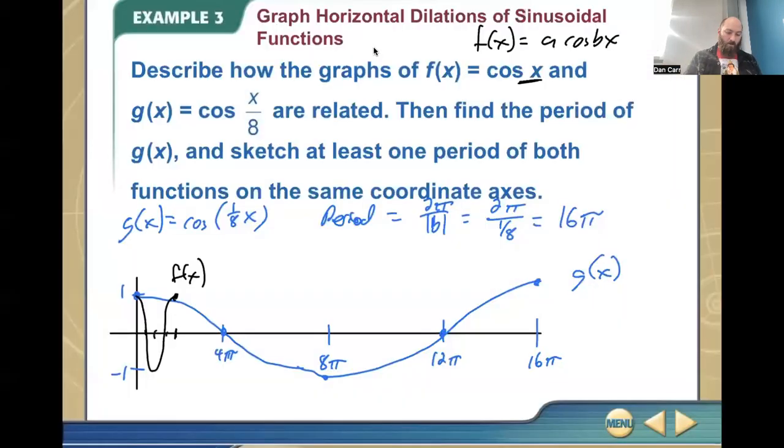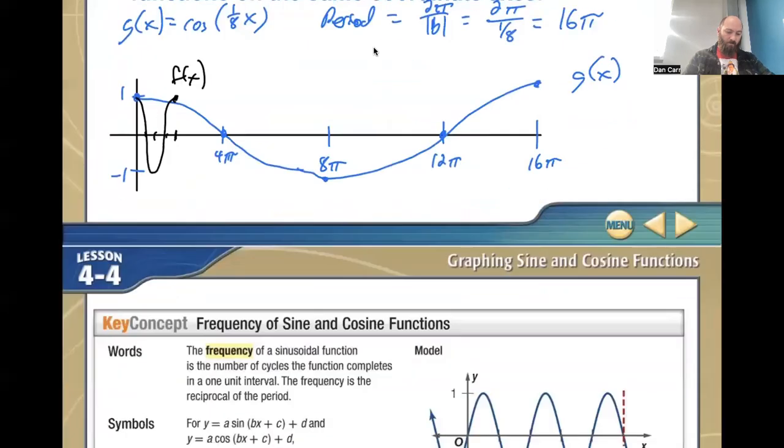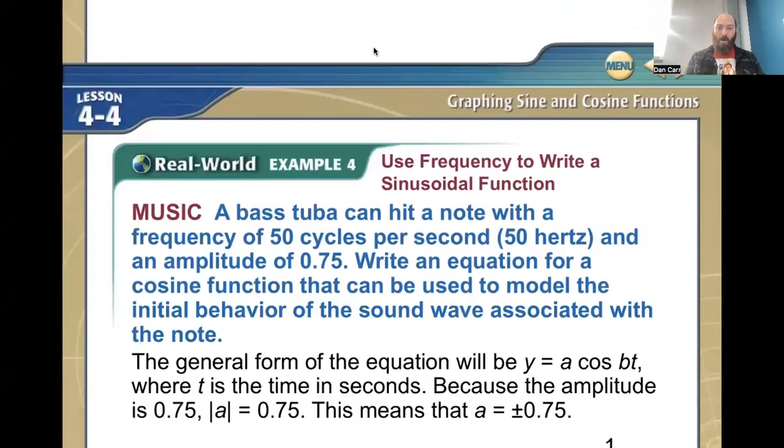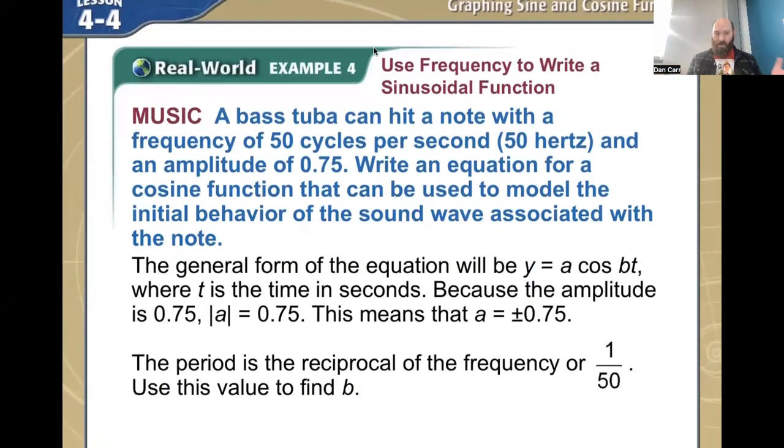Okay. So one last example to talk about, and that's with frequency. Frequency is telling us how many cycles are completed in a given unit interval of time. So frequency is always going to relate to 1 divided by period, which means we can also take it as b divided by 2 pi will tell us our frequency. Okay, so how does that work for a word problem like this?